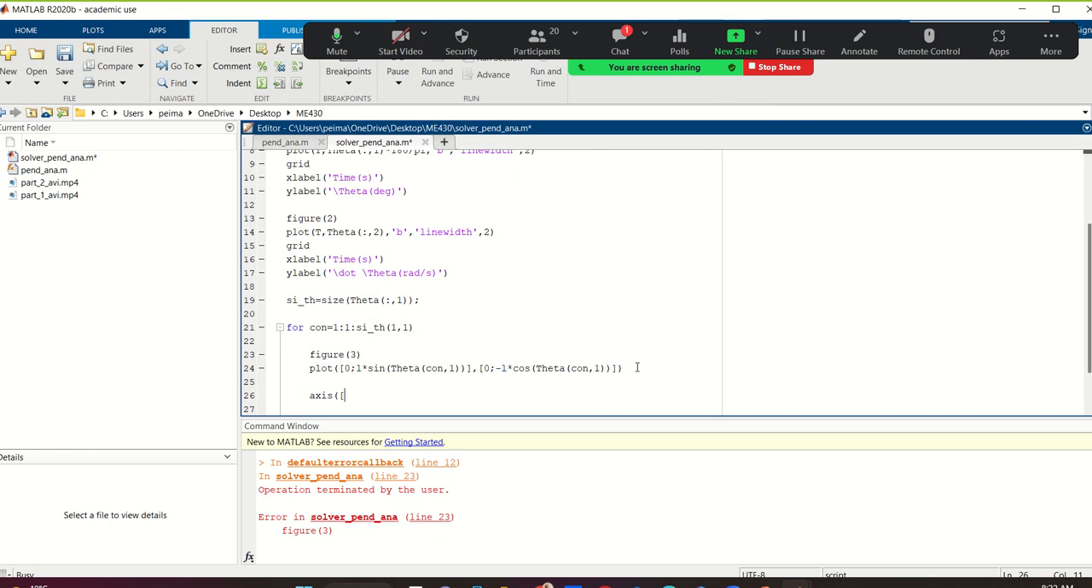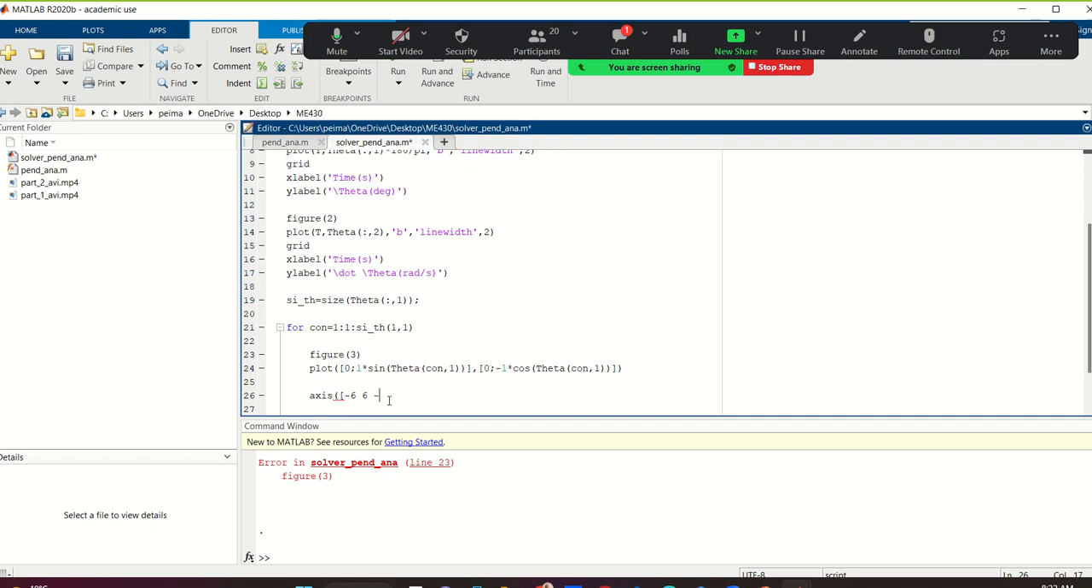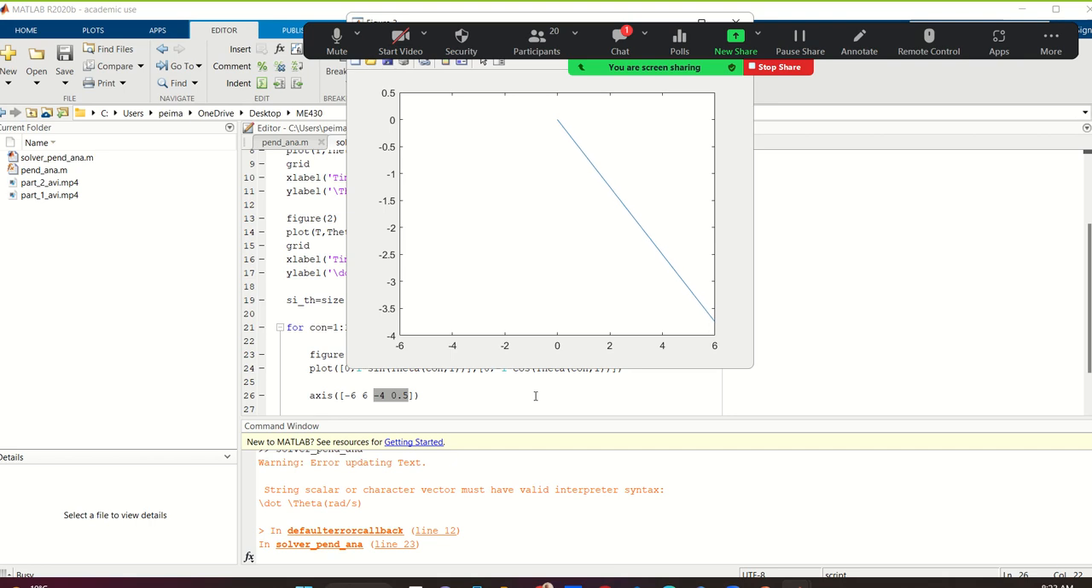I'm gonna put axis between -6 and 6 and 0.5, and -4 and 0.5. This is the limit of the x of the axis. This is the limit of y. Okay. Now I'm gonna run it. Oh yeah. Now you see that everything is moving, but I need more space for y. Do you see that? Yes, everybody? And for the x.